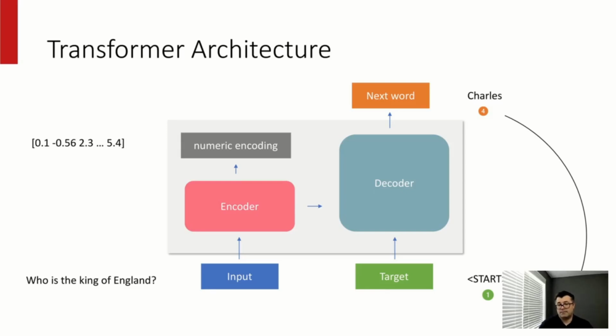So in essence, what these things are, they're sequence-to-sequence models. As an input, you provide a sequence of words, and they generate a sequence of words as an output. So in this particular example here, I have this question, who is the King of England? And let's assume that goes in as the input.